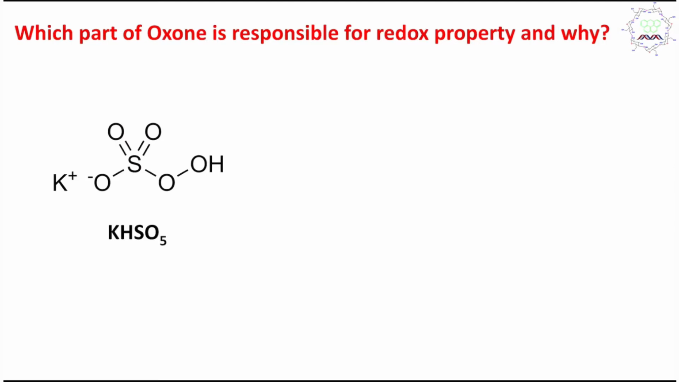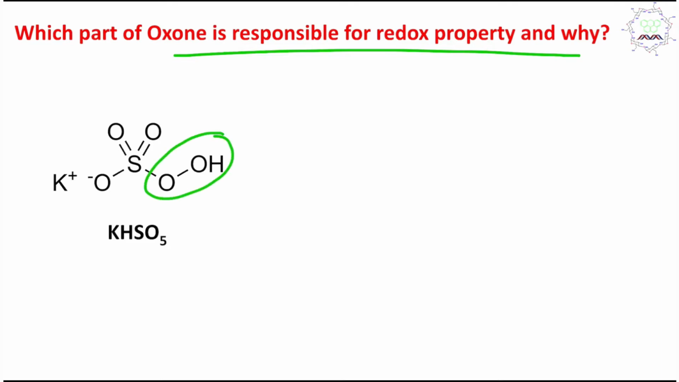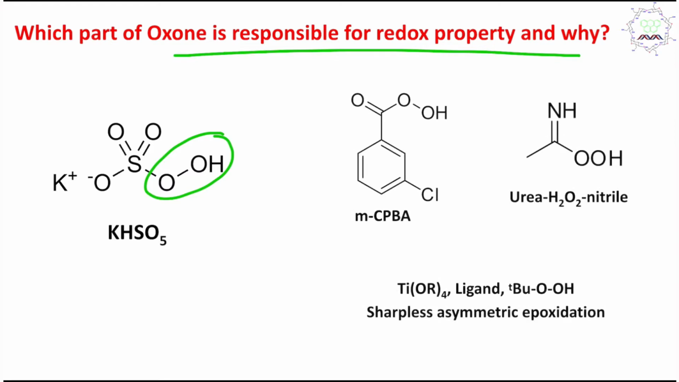Now, as I told, this part is responsible for its redox property, as I have explained. Now this slide I have given you to remember some other reagents which you used or read previously, like MCPBA, metachloroperbenzoic acid. This metachloroperbenzoic acid is used for electrophilic epoxidation of a double bond. I have already discussed this previously.